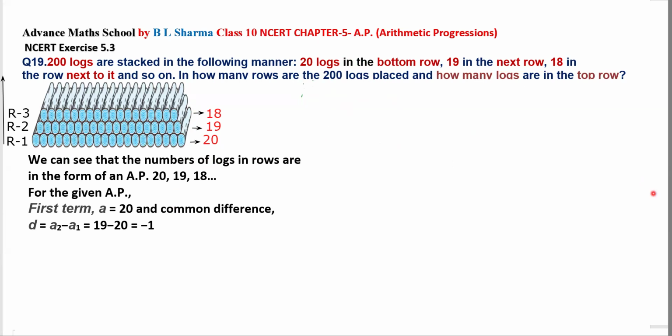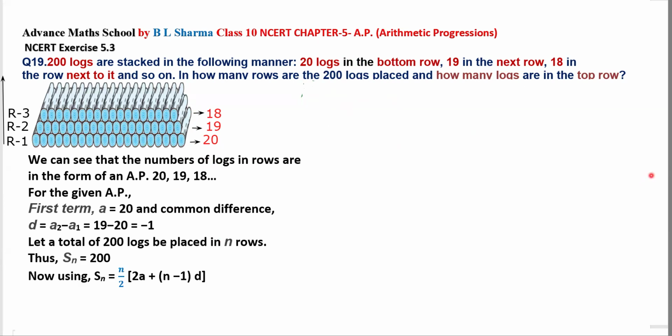Using the formula, Sn is equal to n by 2 into [2a plus (n minus 1) into d]. In place of Sn, means sum of first n terms, you put 200. We don't know the value of n, but we know a is 20 and d is negative 1.